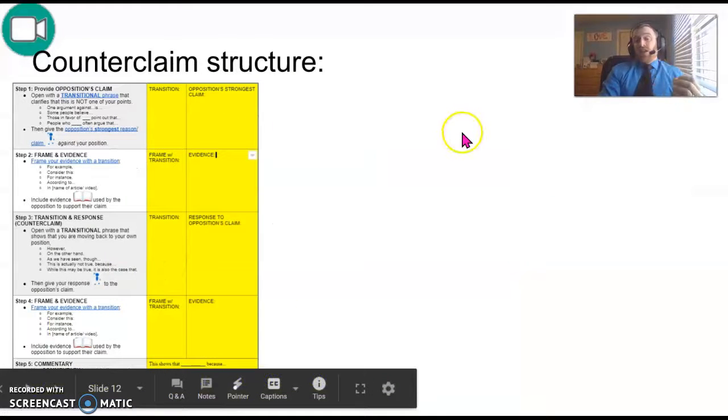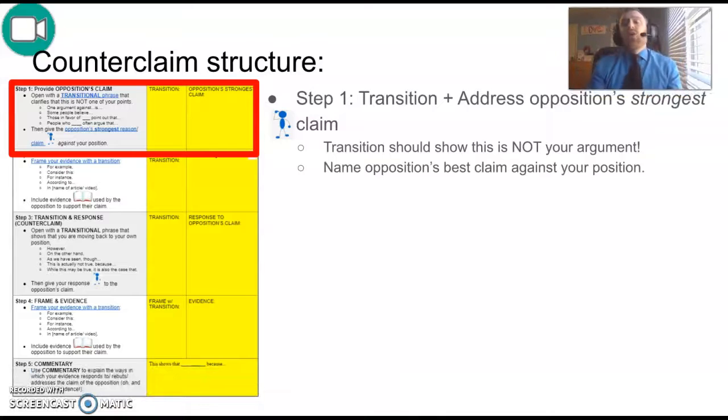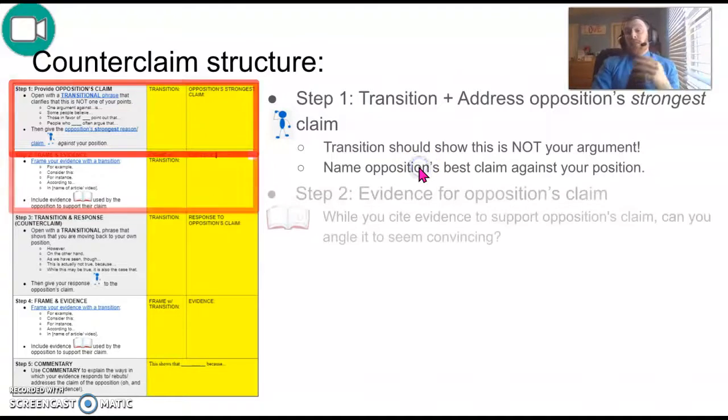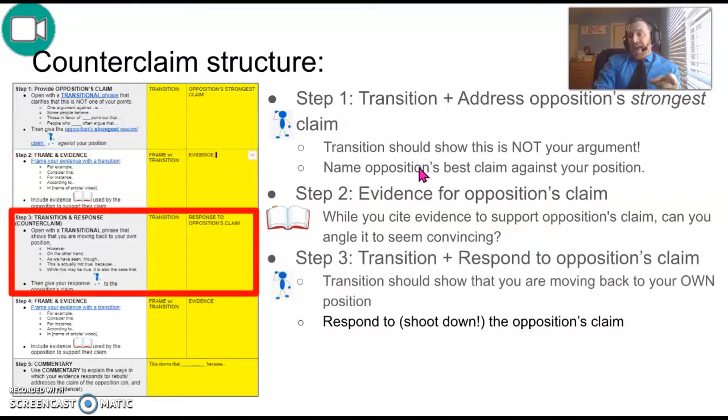So, counterclaim structure. First part, pretty simple. You want to bring up the opposition's strongest point. So you want to use a transition to show them, hey, here's the opposition's strongest point, and then bring that up. But that's not all. You also want to give evidence for them. Be like, well, they would cite evidence like this to say why they're right. Show that to your reader. That's important. Then you respond. Then you're like, yeah, but they're wrong. Or, yeah, but I'm still not wrong.